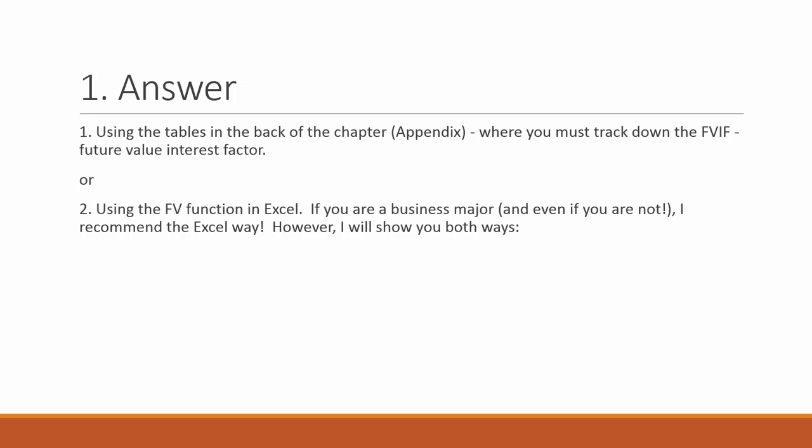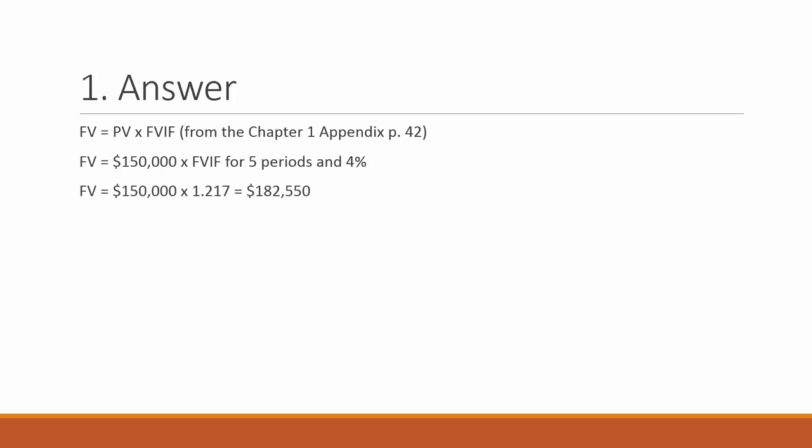If you're a business major, and even if you're not, I would recommend the Excel way, although you're not going to be tested on that. I just think it would be good for you to sit down and try to solve some of these using Excel. The solution that I'm presenting shows the answers done both with the table and Excel. So here's the answer for this particular one: $182,550 is what that house lot will be worth in 5 years.